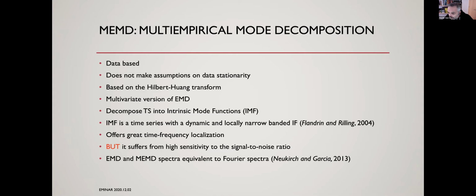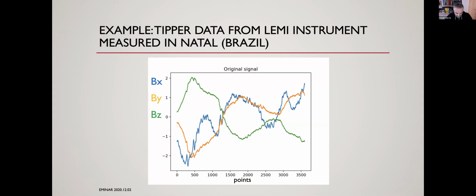And finally, EMD and MEMD spectra are equivalent to the Fourier spectra. So it was a nice tool to try. I'm going to show an example of some data from a LEMI instrument measured in Natal, in northeastern Brazil. I'm just going to show 3,600 points of this data. Here we have the three channels in different colors.